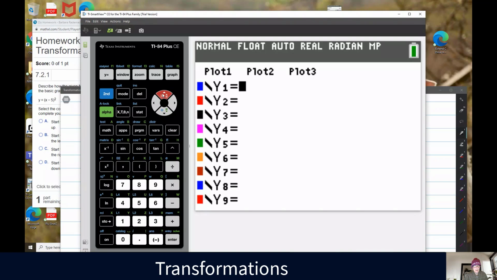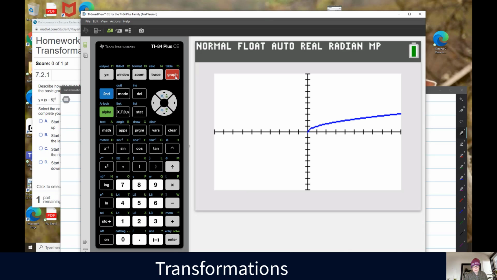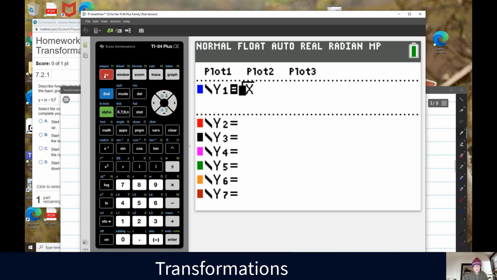Okay, so the square root of x. There it is. Now, we are going to turn this sideways. Instead of flipping it upside down, we're going to flip it sideways. Here's how.